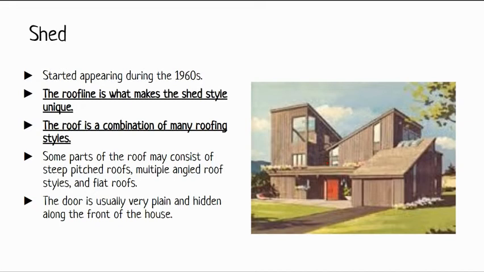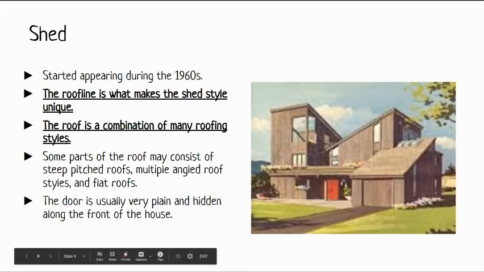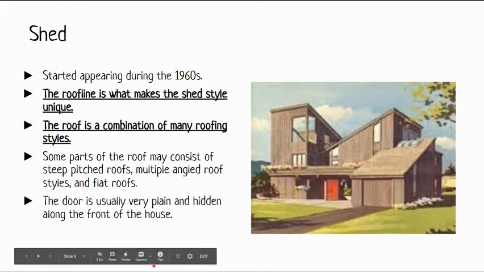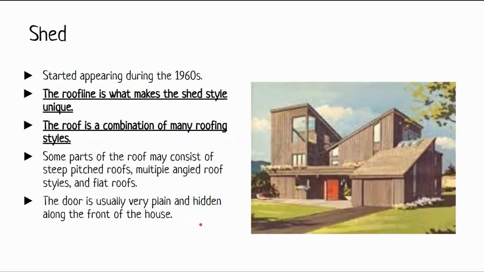The door is typically very plain and it's hidden along the front of the house. It's almost where you can't even see it walking in. This particular example does kind of defy that a little bit because you can see the front door. It's painted a lighter red, but if you look at the house in general, it is painted more of a muted, earthy brown. So having a red against a brown, it's not going to make it majorly stand out unless it was a hot red, but this one's a little bit more of a darker red. But other than that, it's usually pretty plain and hidden along the front of the house.